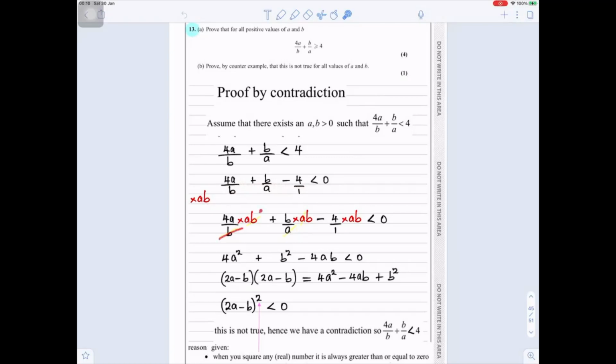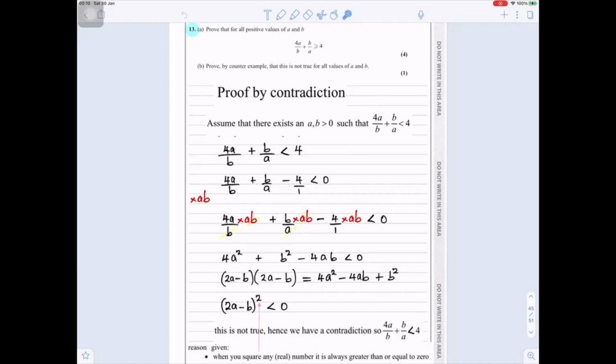So the b will cancel there. You have 4a squared left. The a will cancel. You have b squared left. And this would be minus 4ab is less than 0. And if you notice, 4a squared minus 4ab plus b squared is the same as 2a minus b times 2a minus b. That's what you notice there. So that means 2a minus b all squared is less than 0.